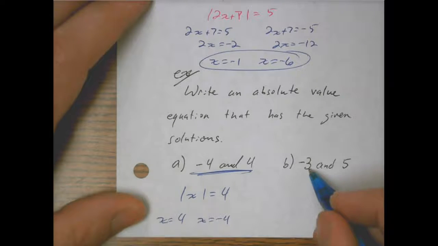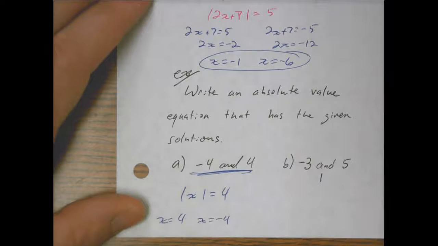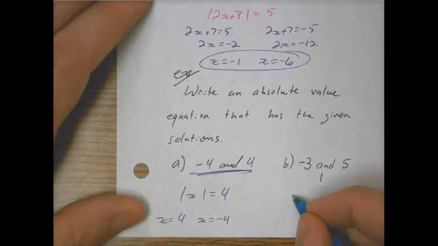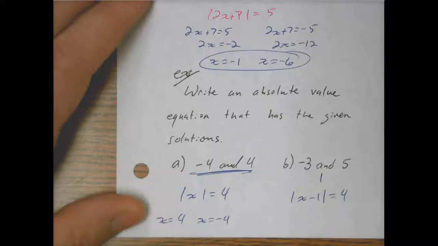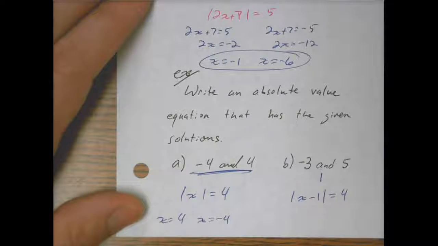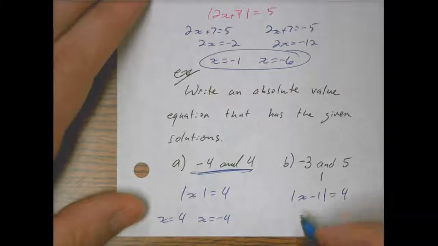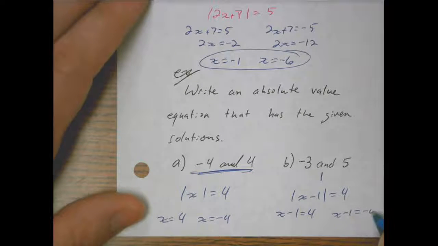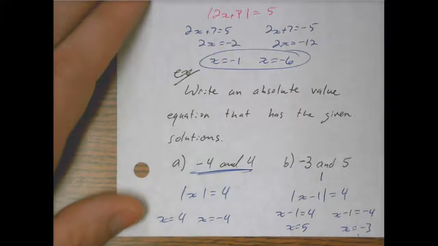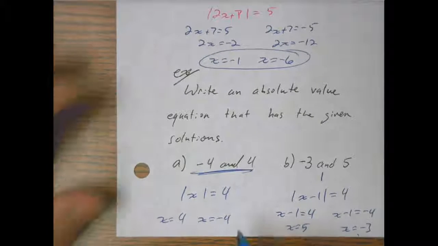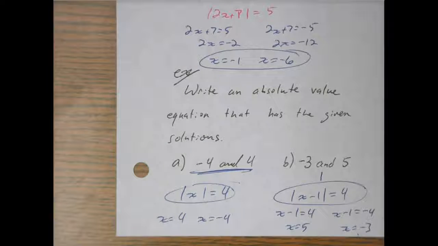All right, here I want negative 3 and 5. Thinking about this, these are both 4 away from the number 1. So what I can do is say x minus 1 is supposed to be 4 units away. Sometimes I have to solve these to make sure I'm doing them the right way. So if we solve this, x minus 1 is equal to 4, or x minus 1 is equal to negative 4. If I add 1, x is 5, and x is negative 3. So I have negative 3 and 5. I know my solutions are good, so my equation is good. That was an equation that had those solutions. That's what it's looking for there.